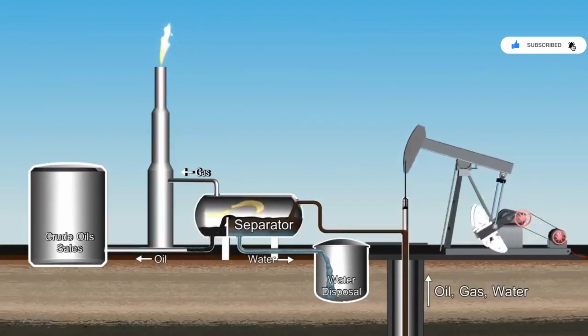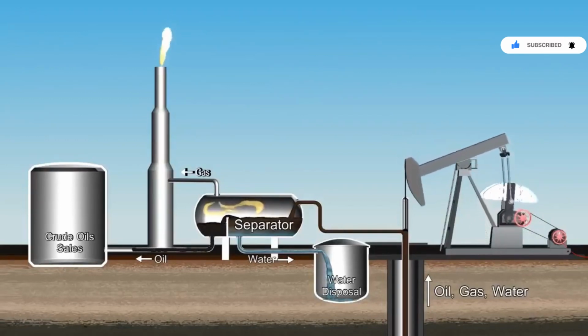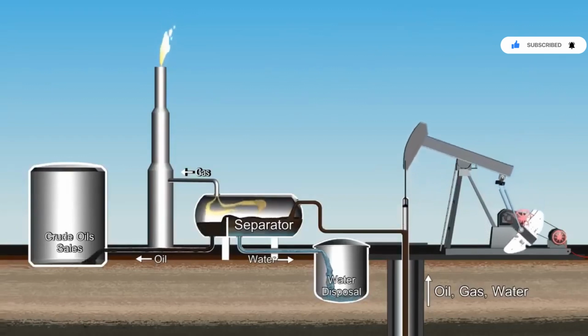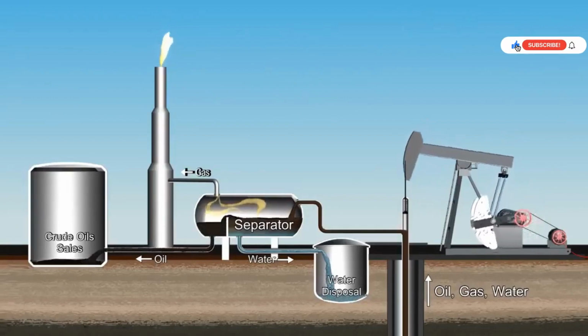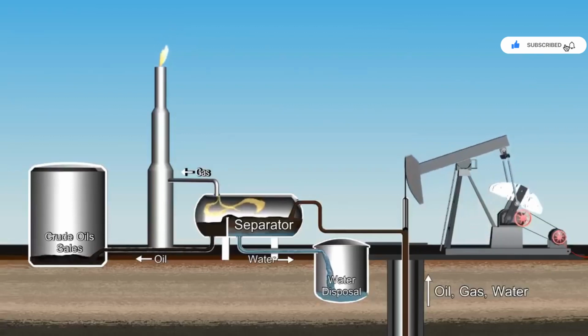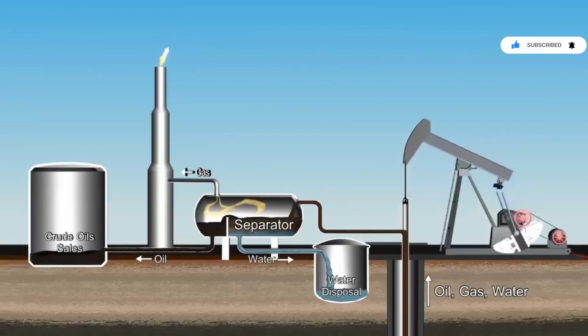Well drilling. A drill bit attached to a drill pipe is used to bore through rock layers to reach the oil or gas reservoir. Casing and cementing. Once the well is drilled, steel pipes called casings are inserted to stabilize the well, and cement is pumped into the gap between the casing and the rock for additional support and isolation.